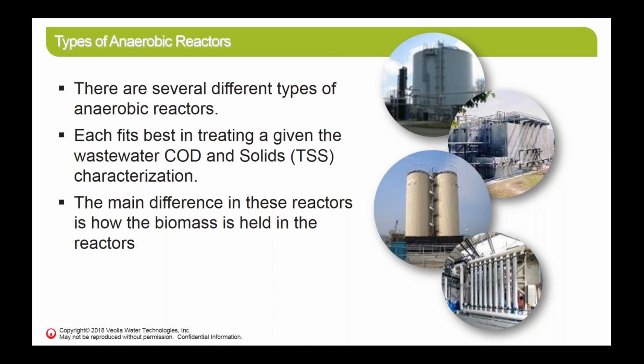So to transition in, we're just going to go quickly into the different types of reactors that are out there. A lot of people on this call have granular systems, the UASB and EGSB systems, but there are different types of systems out there. Each of them has a particular niche in the market, mainly revolving around the incoming COD or BOD and the TSS and FOG levels in the influent. And really the main difference in these reactors is the type of biomass that is in there and how the biomass is held within the system.